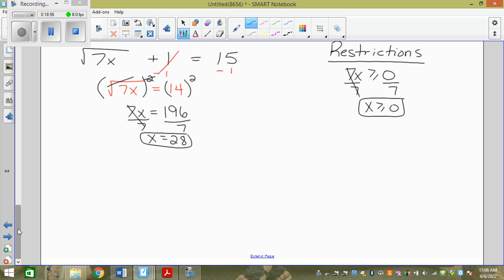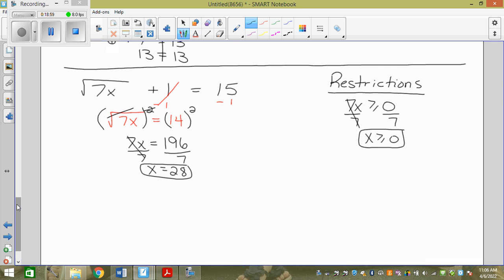Then I have to check it. Because just because the answer works and just because it is actually greater than or equal to 0 doesn't mean when I verify it, it will actually work. So I do check every single time. So I rewrite out my original: root 7x plus 1 equals 15. And then I plug in my x equals 28 and see. So I go root 7 times 28 plus 1 equals 15.